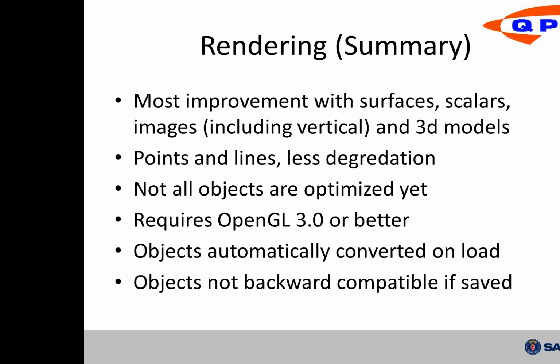Now, one question that often comes up is, how do I take advantage of this new rendering in my SD objects? Say, for example, I have an image in a scene or a surface. Well, you don't have to do anything. When you open up an object or create a new object in Fledermaus 7.4, it will automatically be converted or created in the new format needed for rendering. So you don't have to worry about that.